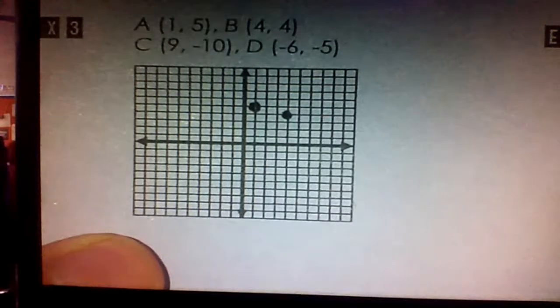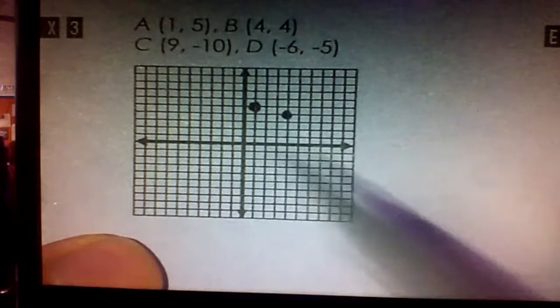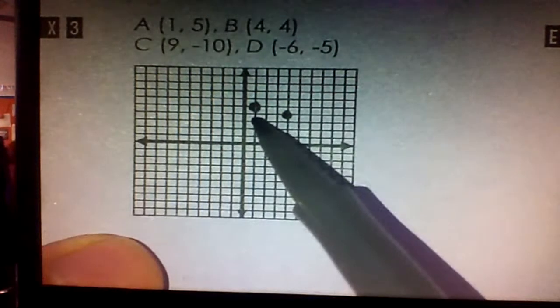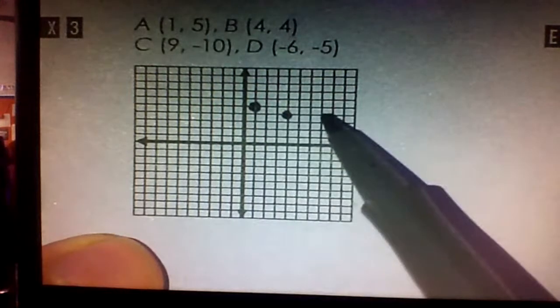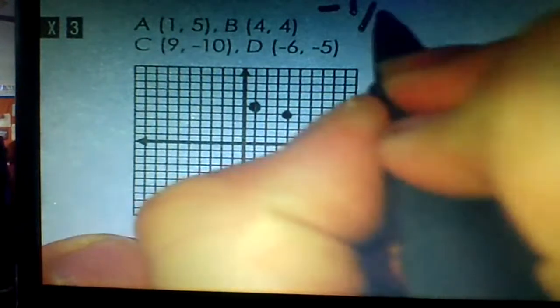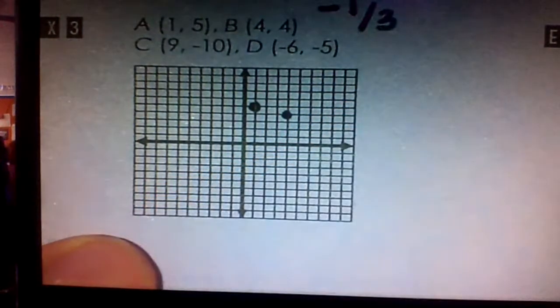What is the slope of my first line? If I'm trying to go from this dot to this dot, I have to go down by 1 and to the right by 3. So down by 1 and to the right by 3. So my slope is -1/3.